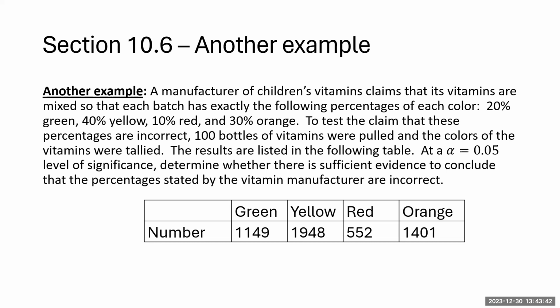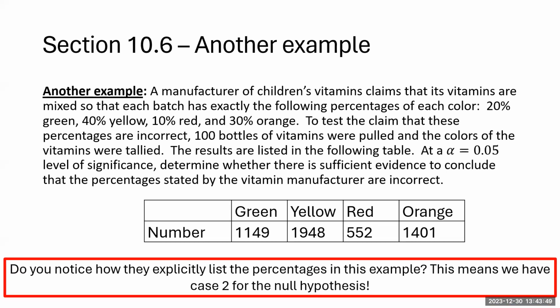So this would definitely be a goodness of fit test. And again, we have 4 categories, and we're trying to see how they fit with these observed counts. Now if you notice, we listed out explicitly what the colors are and what the percentages are. This is different than the last example, where we had days of the week. In this case, we don't have equally likely chances because each of the colors has a different percentage. So this means we're using case 2 for the hypothesis in this section.